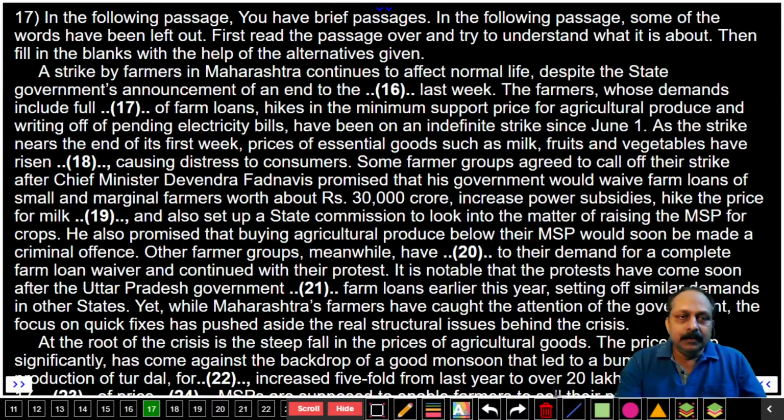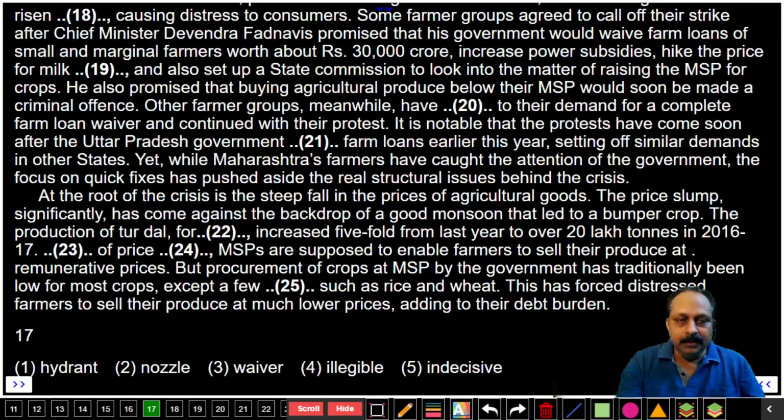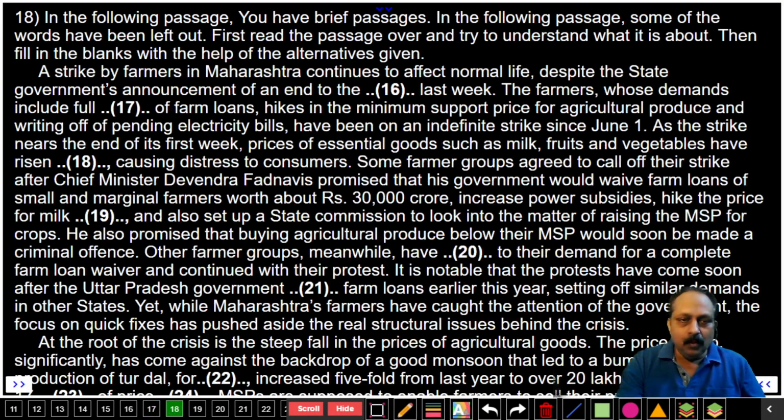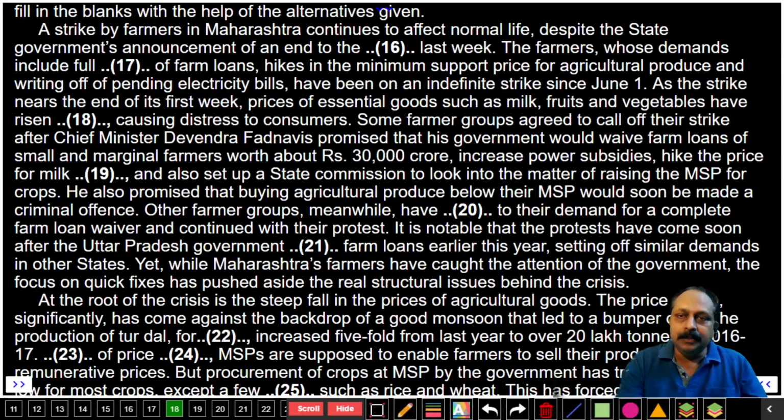Here, include the farmers whose demands include full waiver of farm loans. The answer is the third option. Now let us go to blank number 18.